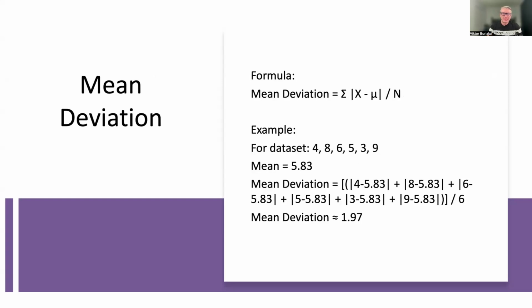Mean deviation is another measure of dispersion that considers the absolute differences between each data point and the mean. It is calculated by summing the absolute deviations from the mean and dividing by the number of observations. In our dataset, 4, 8, 6, 5, 3, 9, the mean deviation is 1.97. Unlike variance, mean deviation does not square the differences, making it a more intuitive measure of spread.